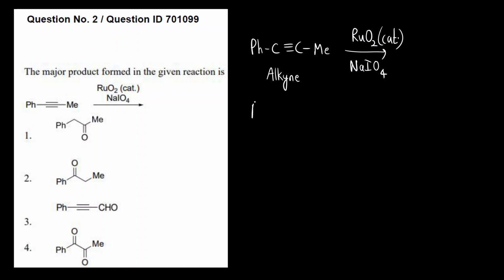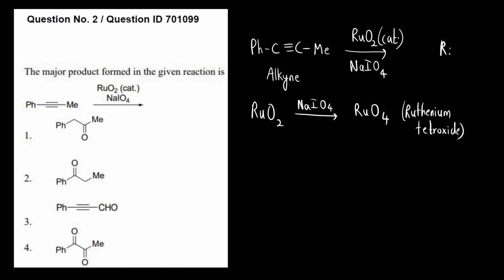So what will happen is, the first step is ruthenium dioxide reacts with NaIO4. It will undergo oxidation and it will form ruthenium tetroxide. This is called ruthenium tetroxide. What is the structure of ruthenium tetroxide? It is tetrahedral. It is attached to 4 oxygen atoms via double bonds.